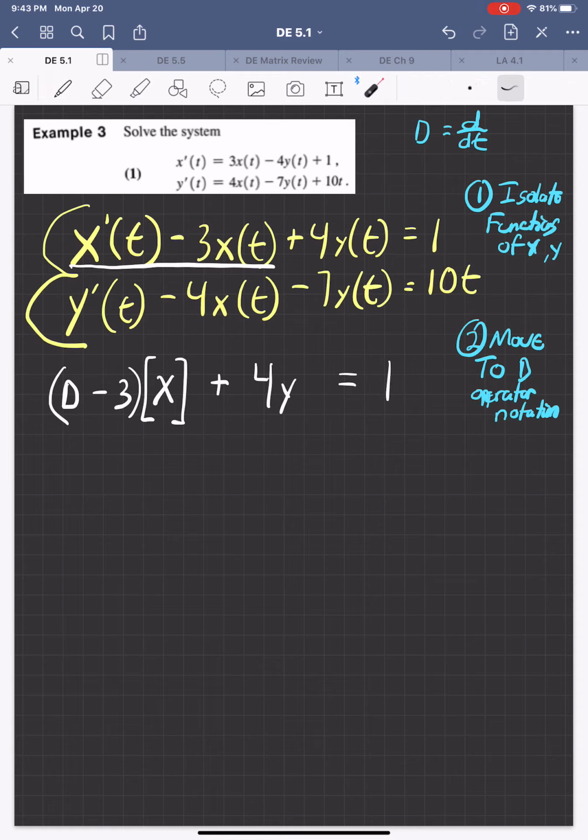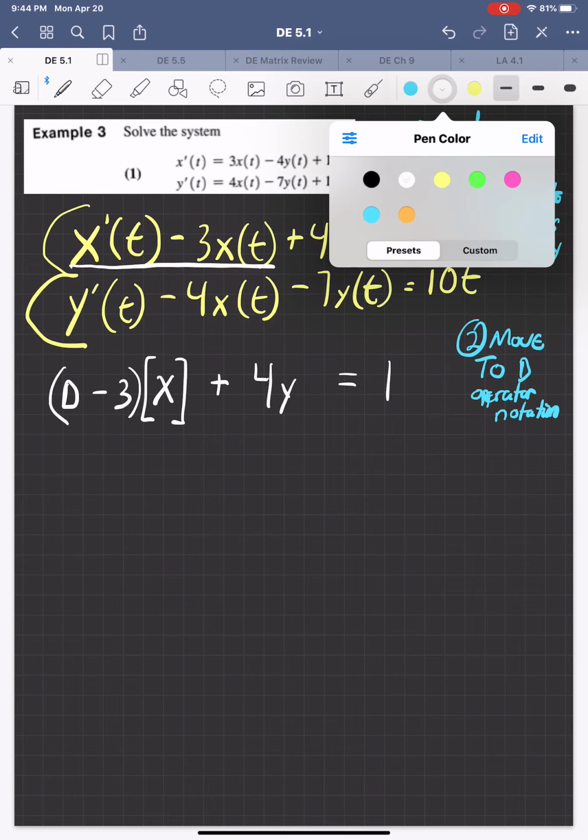As always, if you start to second guess yourself, think about operating here, not distributing. D operating on x would be x prime, and negative 3 on x would be negative 3x of t. Okay. So now let's do the same thing with the second equation.